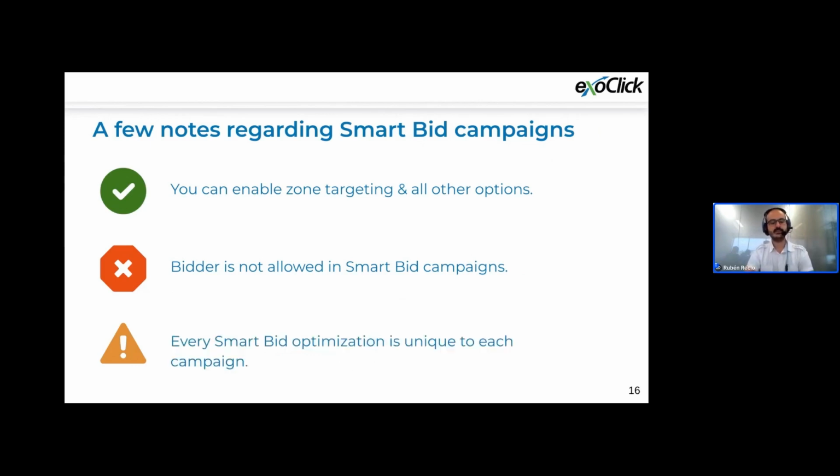And the last thing to bear in mind is that when you create a SmartBid campaign, the optimizations and the changes in bidding done in that campaign are exclusive to that campaign. You cannot copy the optimizations or translate those optimizations to a separate campaign.